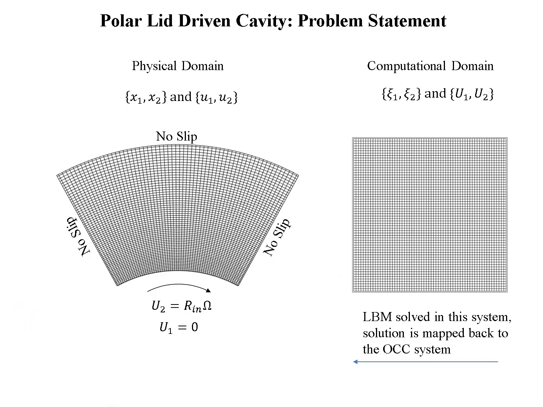Our first benchmark test case involves a polar lid-driven cavity in which a polar cavity with a moving wall that has a tangential velocity of r omega is simulated. We map this grid into a computational domain where we solve our lattice-Boltzmann model, obtaining the solution, and then we map those results back into the physical domain.